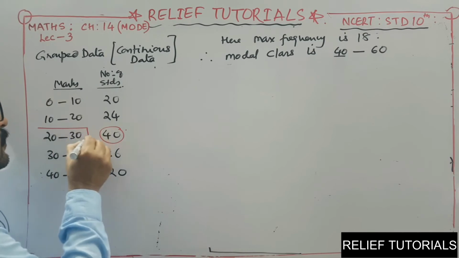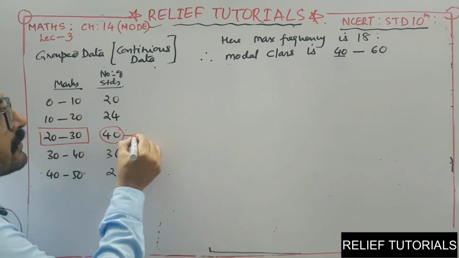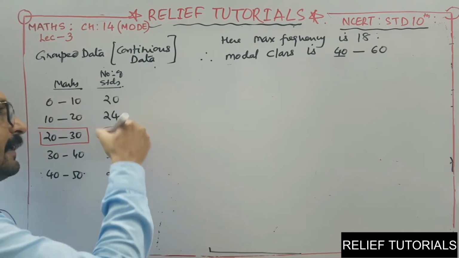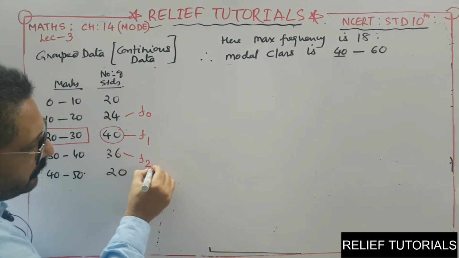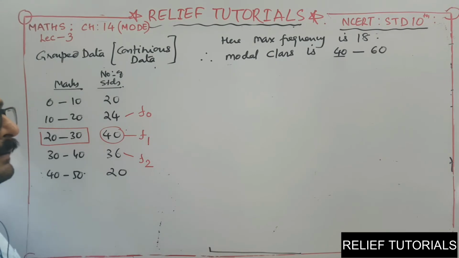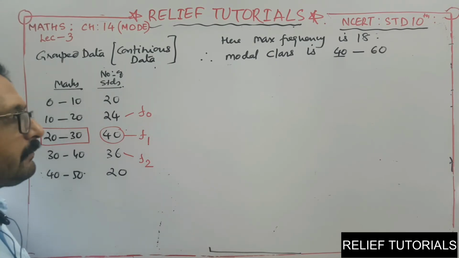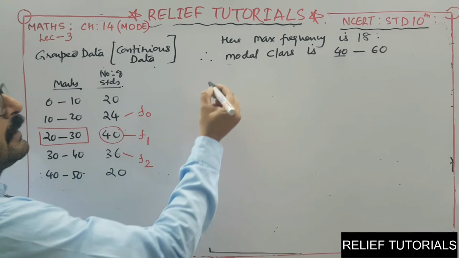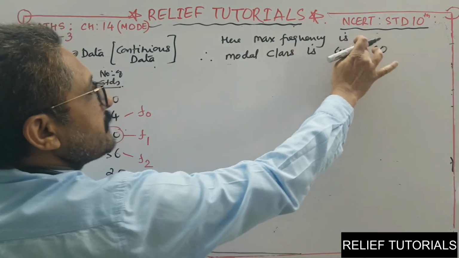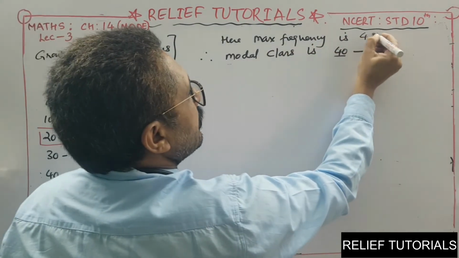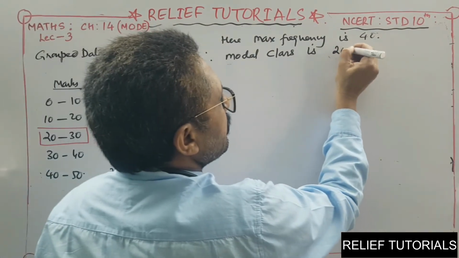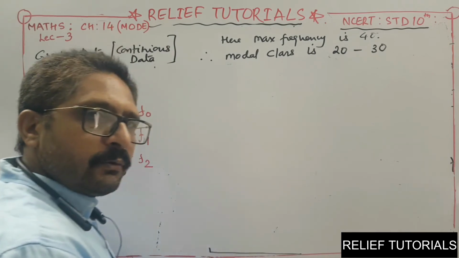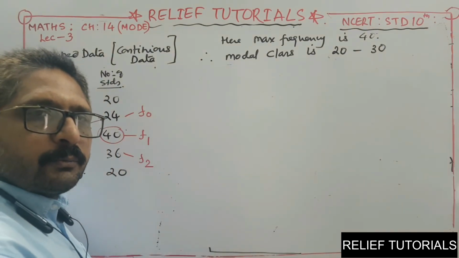So this class is called the modal class, and its frequency is called F1. The one above is called F0, and the one below is called F2. Now we will find the mode. The maximum frequency is 40, and the modal class is 20 to 30. Now, do you know the formula to find the mode for grouped data?